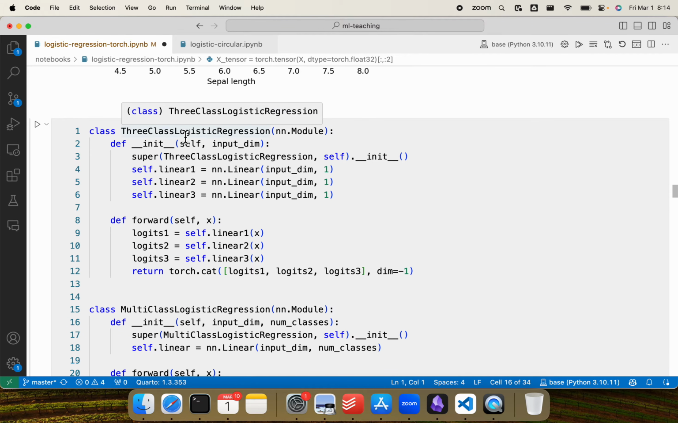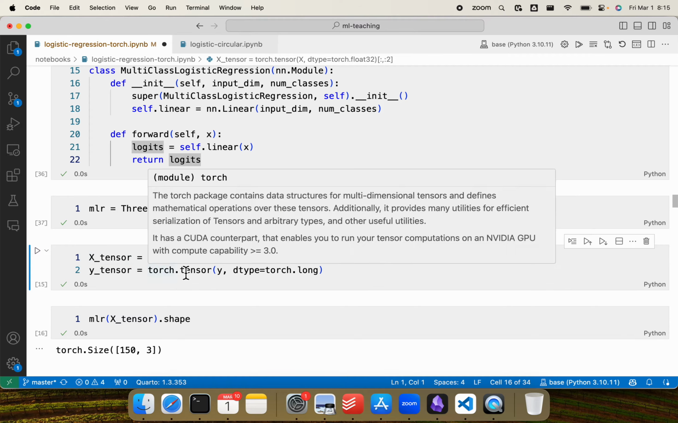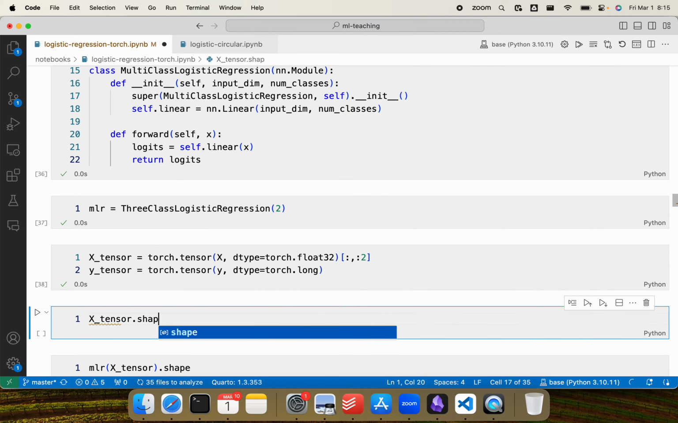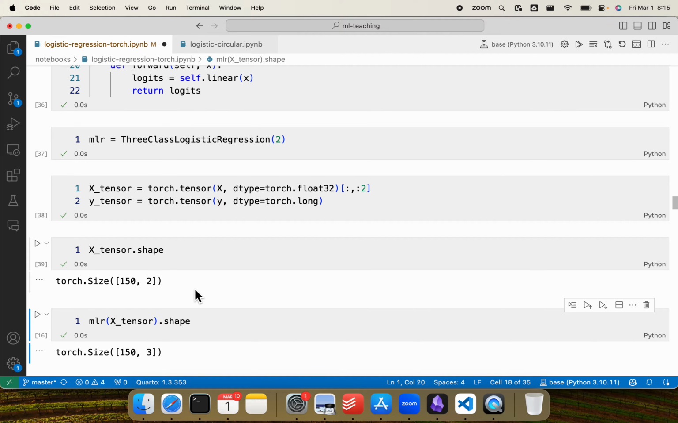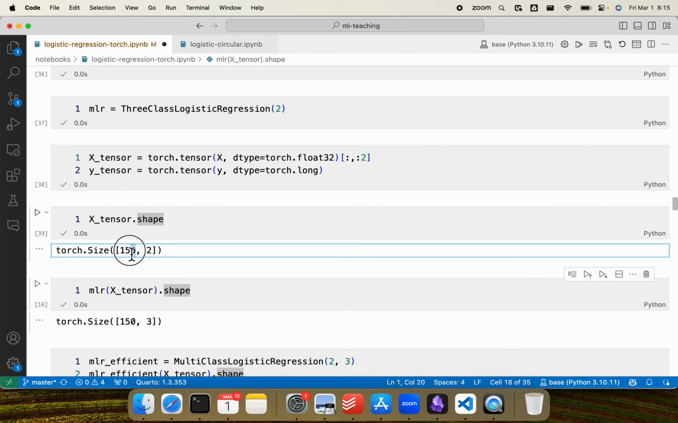First, I create an object of this 3-class logistic regression class, and I have my x tensor and y tensor. We can verify the shape of x tensor. x tensor is 150 comma 2, so 150 records, two-dimensional, and y has to be a vector of length 150. Now if I pass my data through this classifier, I get a matrix of shape 150 comma 3, which makes sense. 150 is the number of records, and 3 corresponds to the logits for the 3 classes.